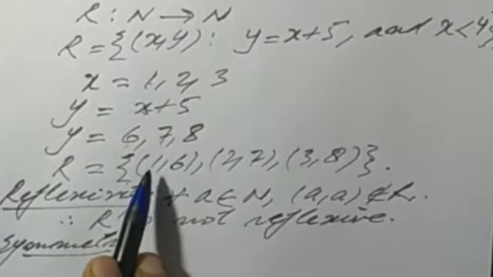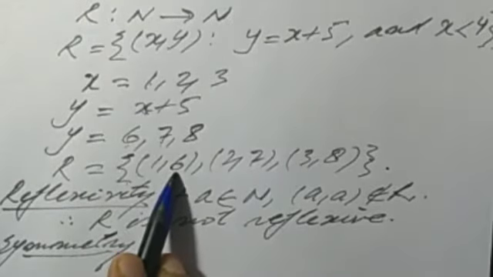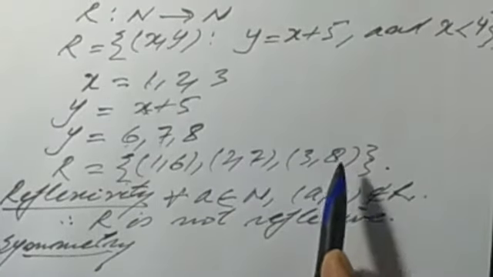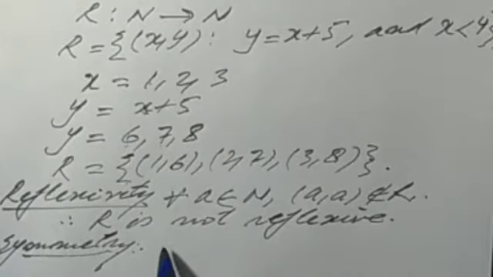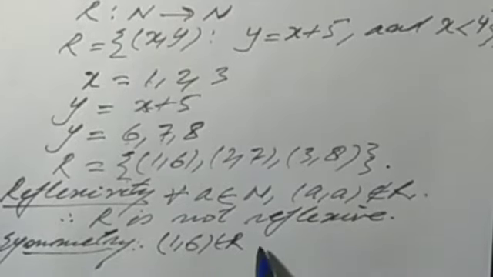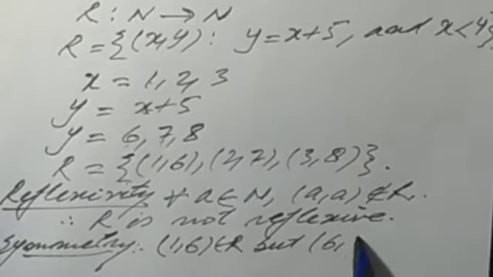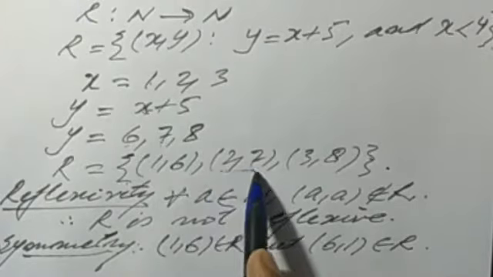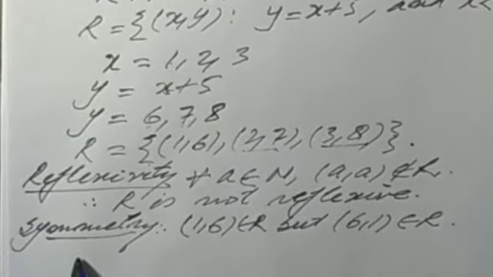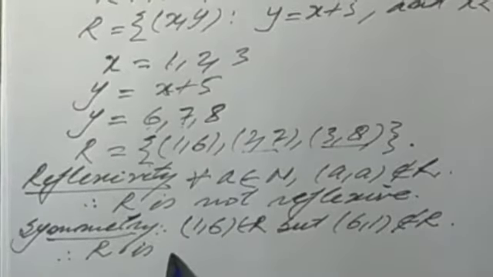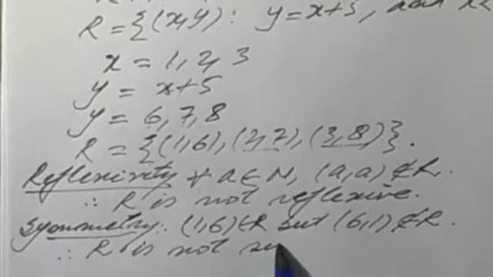So as we observe, (1, 6) is there but not (6, 1); (2, 3) is there but there is no (7, 2); and (3, 8) is there but not (8, 3). So the reverse of any ordered pair is not contained by the relation. So we may write (1, 6) belongs to R but (6, 1) does not belong to R, and the same reason may be given for these two ordered pairs. So we may say that R is not symmetric.